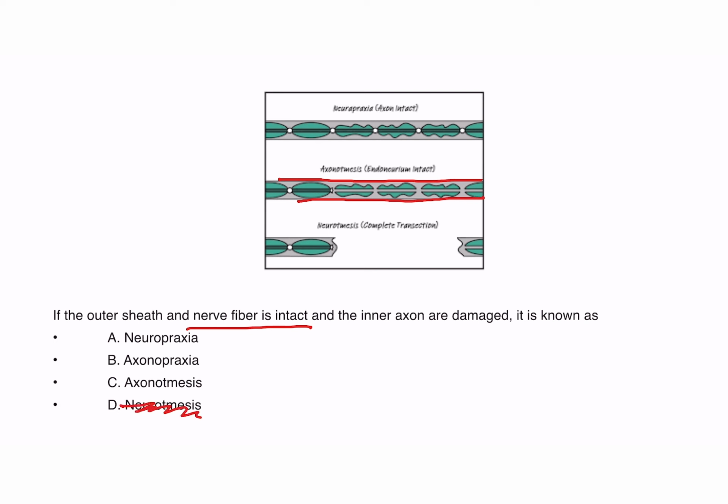If they say the outer sheath, nerve fiber, everything is intact, along with the axon, everything is intact, but still the nerve is not functioning, that is neuropraxia. Everything is intact. There is no anatomical discontinuity, but still the nerve is not functional, which means physiological problem, but not anatomical problem. Then you can think of neuropraxia. But here they said the inner axon are damaged, which means it is not neuropraxia. What is the diagnosis? The diagnosis, axonotmesis. Axonopraxia is just a filler word to make this question up, but the answer for this is axonotmesis.